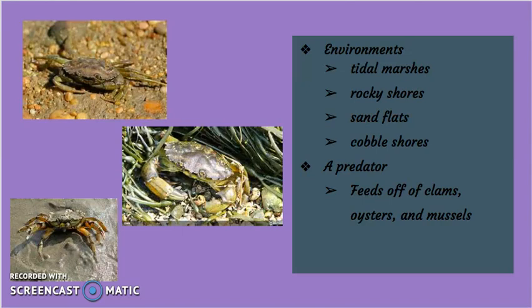The crab is a predator which feeds off many types of organisms such as clams, oysters, and mussels. Because of these broad feeding habits and adaptation to many environments, it has invaded lots of coastal communities.